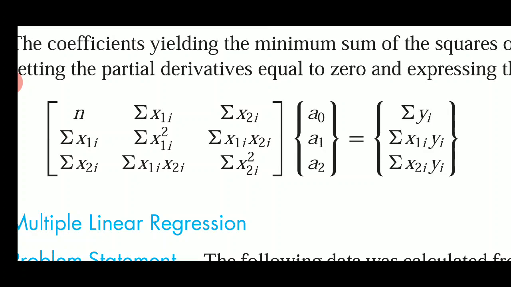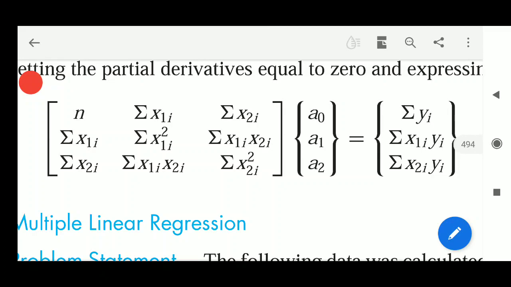Similarly, you can see the second equation will be the second row of the matrix multiplied by a0, a1, a2. So summation x1i a0 plus summation x1i square a1 plus summation x1i x2i a2 equal to summation x1i yi. Similarly, I can write this for the third row of the matrix as well, right? Whatever we have got in the earlier equations, we have substituted in the matrix form so that you get an easy thing for solving, right?